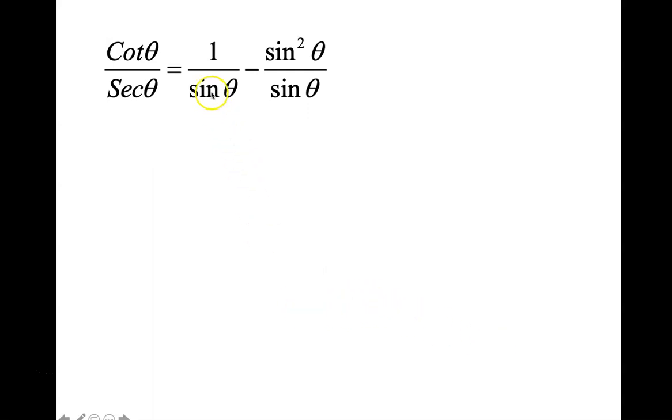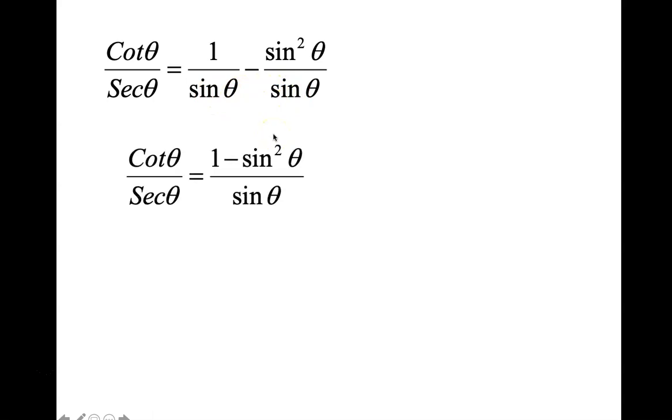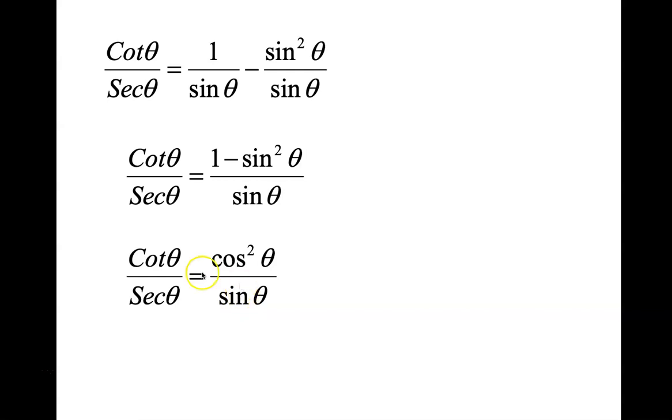Then from there, we have our common denominator, so I put it together as one fraction. That gives me (1 minus sine squared) over sine. Okay, still good. And I know that 1 minus sine squared is really cosine squared over sine. You say, okay, but how is that giving me this thing on the left?